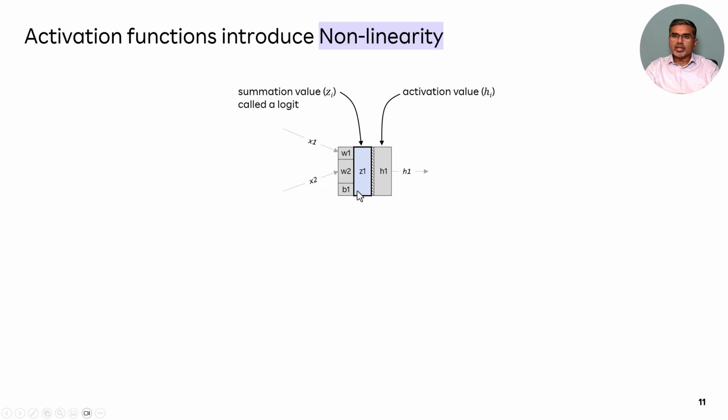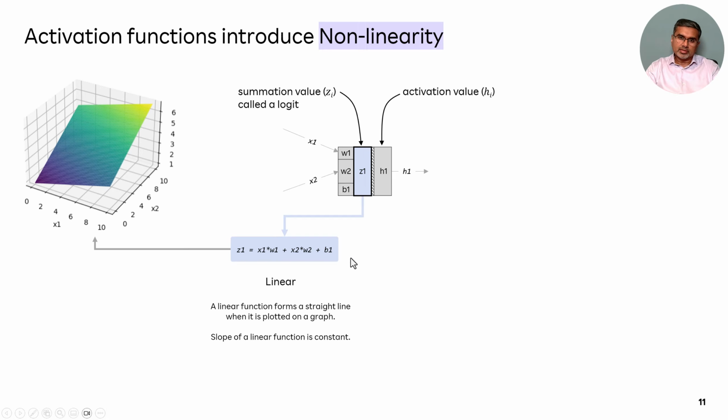As a very quick recap, a neuron in a neural network is made up of three parts. First is the weights and biases. The second part is what we call a summation value or a logit. And the third part is what we call an activation value. Quick recap of what a summation or a logit is: you take the inputs coming from the prior layer, multiply them with their corresponding weights in your neuron, add them up with the bias, and that becomes your summation value.